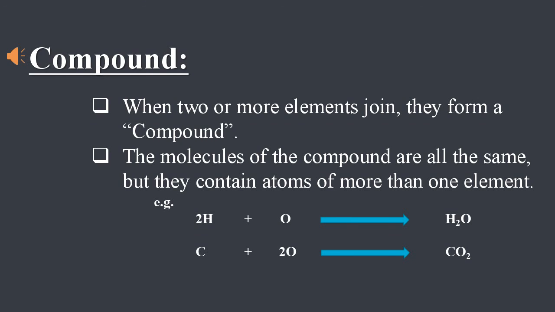Compound. Dear students, when 2 or more elements join, they form a compound. The molecules of a compound are all the same, but they contain atoms of more than one element. For example, 2 hydrogen atoms combine with 1 oxygen atom to form a water molecule. Similarly, 1 atom of carbon combines with 2 oxygen atoms to form a molecule of carbon dioxide.